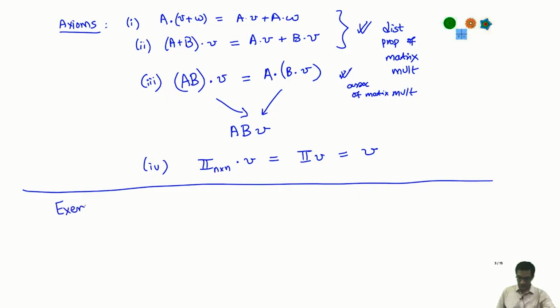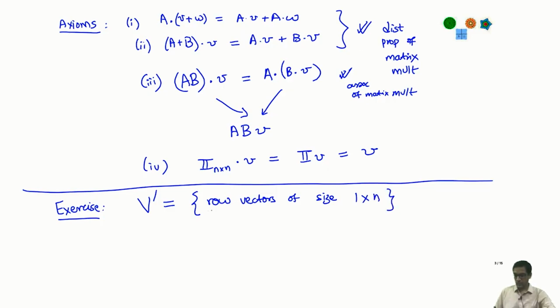Okay, and in fact we can tweak this example just a little bit to construct a right module. So here's an exercise for you. Instead of V, let's take V prime to be the set of all row vectors of size n, by which I mean matrices of size 1 cross n. So you know what these look like. A typical element is a row vector like this.